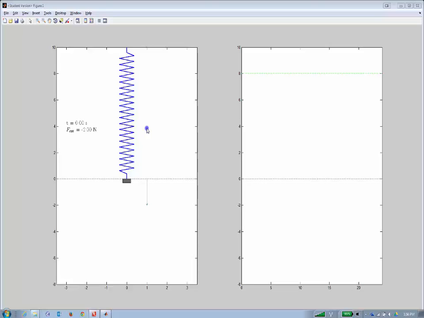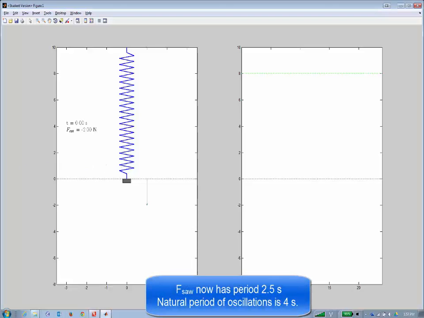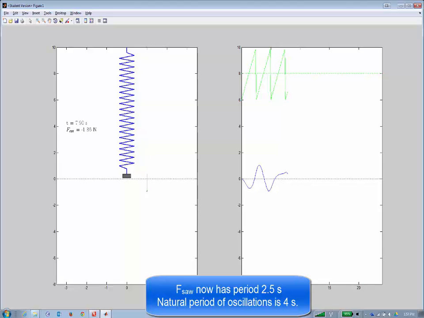As one last demonstration, what we're going to do now is use our sawtooth function, but use it with a frequency that's not a match to the natural frequency of the spring mass system. The natural period of the oscillations for the mass spring was 4 seconds per cycle. We're going to use a period of 2.5, something away from 4, for the sawtooth function now, and see what that gives us. So we'll start off with a downwards force, and then pull up. Downwards force and pull up. Downwards force and pull up.